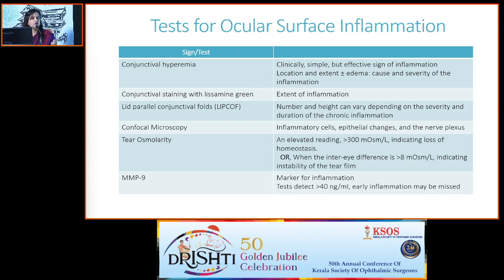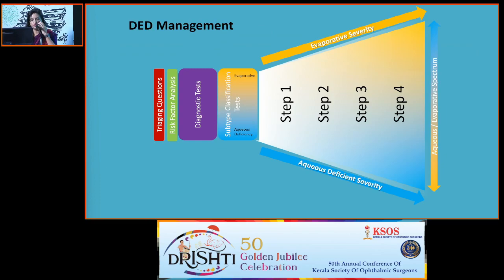And I also feel, I did go through the first talk, but I feel that it is slightly overrated. But of course, if it becomes normal, then it helps you to know that your treatment is working. MMP9, which again is not very specific because it has to go really high to be detected, says that there's some inflammation present.